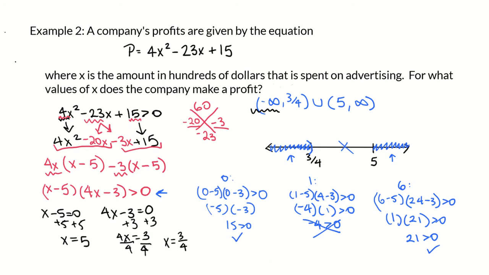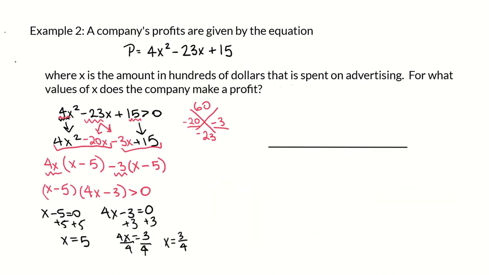We could spend 3/4 of $100, that would be $75, but we need this first interval to start at 0. So it'd be 0 to 3/4, union 5 to infinity. That's just because it doesn't make sense to spend negative dollars on advertising. So we replace the first interval, giving 0 to 3/4 union 5 to infinity. That's an additional step for these application problems where you want to think about what values make sense for the problem you're working on.